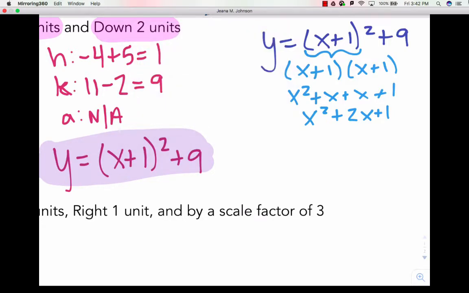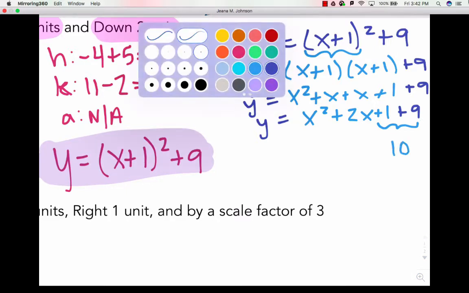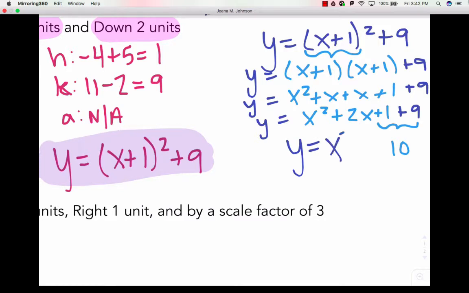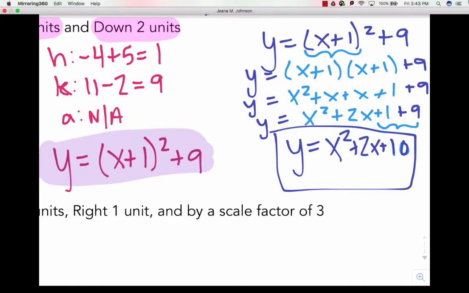And then every step of that, I still have that y equals and the plus 9. So right now I have y equals x squared plus 2x plus 1 plus 9. And then I just need to combine my 1 and my 9 to get 10. So my equation is y equals x squared plus 2x plus 10. That is in standard form. It is translated, so that is my final answer.